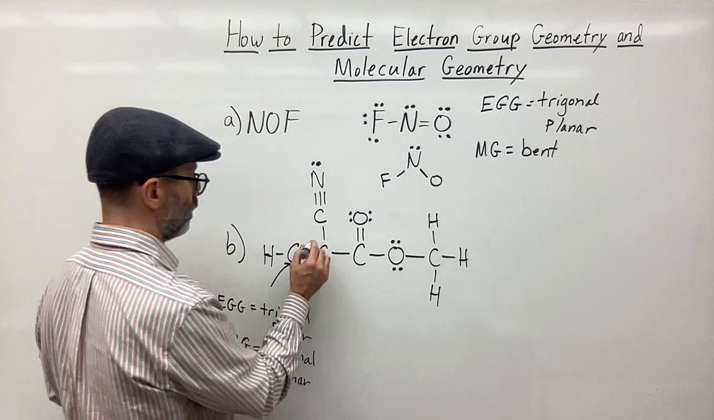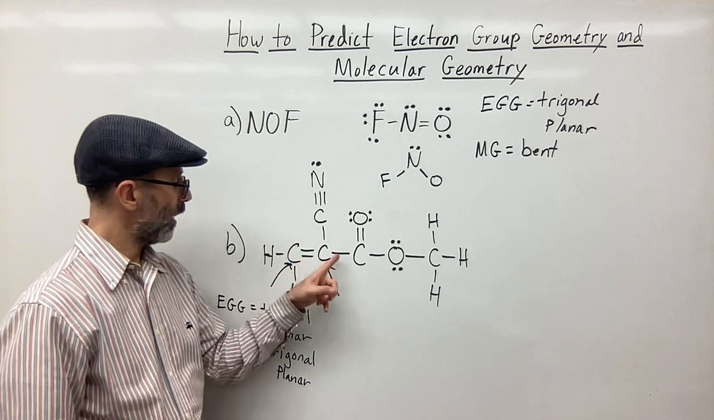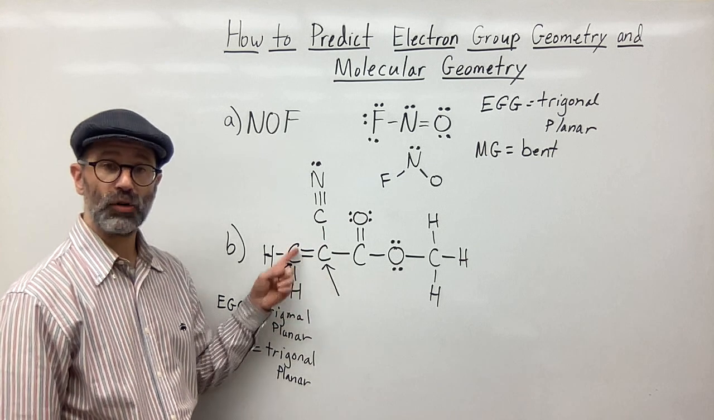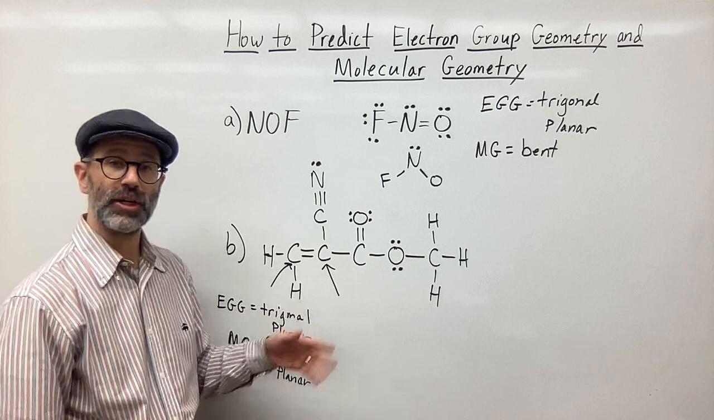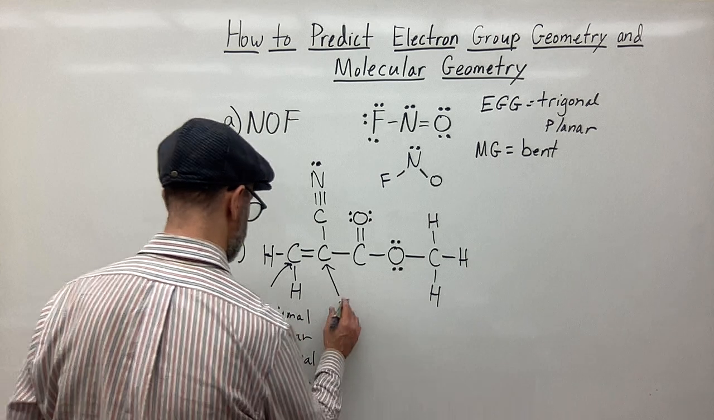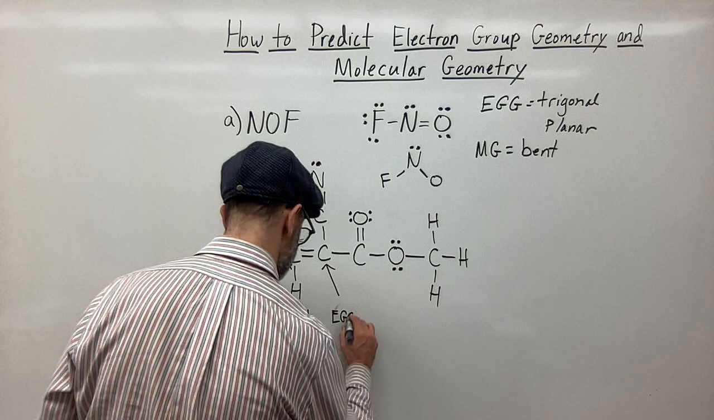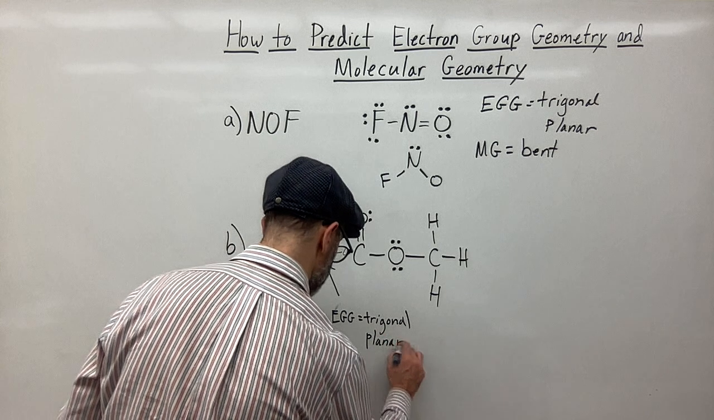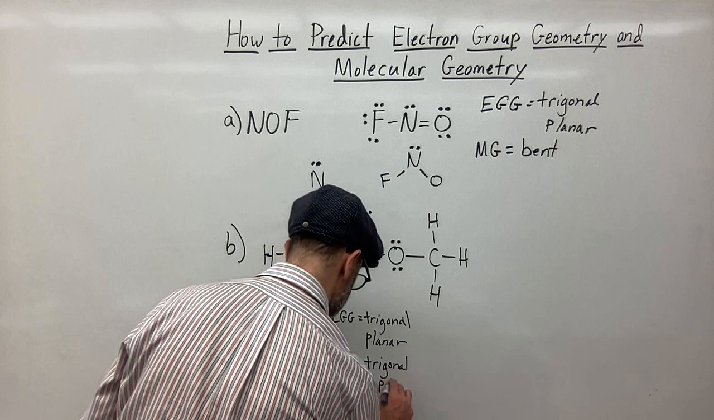What about this carbon here? So again, this carbon is the same as this carbon. We have a double bond and 2 single bonds. So again, we have 3 total electron groups, no lone pairs. So the electron group geometry will be, again, trigonal planar. And since there's no lone pairs on the carbon, the electron group geometry and the molecular geometry are the same. So this will be also the same here. So for this carbon, your electron group geometry is going to be equal to trigonal planar, and your molecular geometry is also going to be trigonal planar.